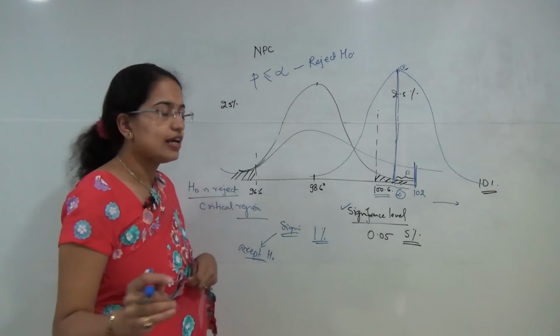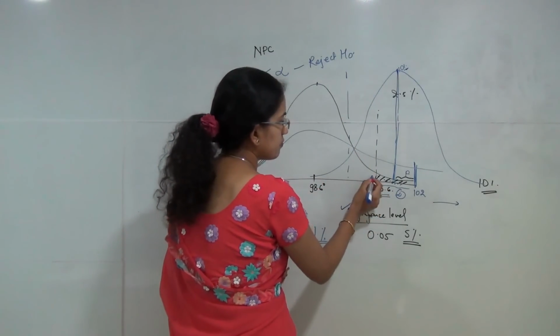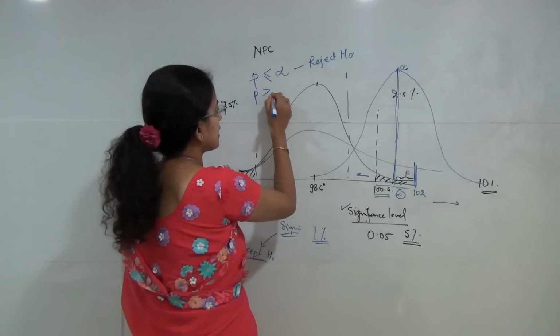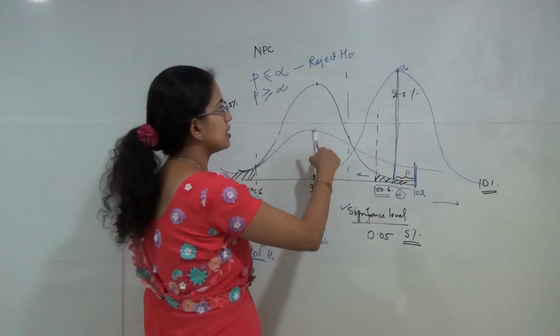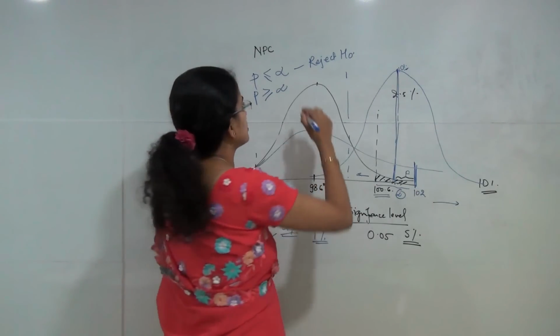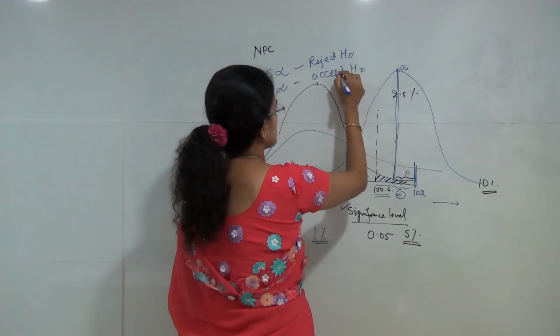Now let's say my p values lie somewhere here. So they are within this curve, and when they are within this curve, my p values are greater than or equal to alpha, and when this is the case, this region is all the region which I am accepting. So this would be the region when I accept the null hypothesis.